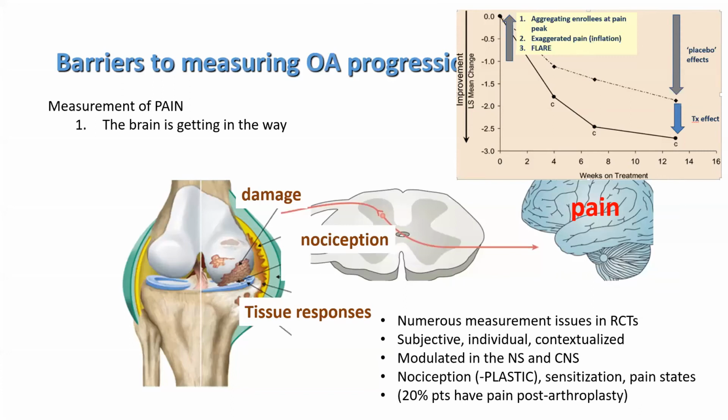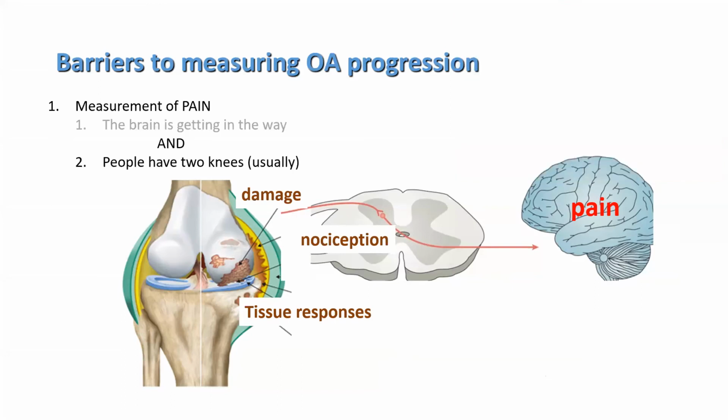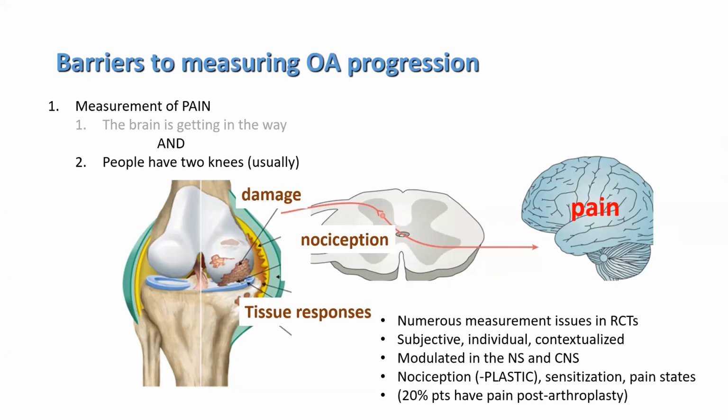And it may be relevant that 20% of patients who have arthroplasty still have pain after the arthroplasty. Makes you wonder about a sort of phantom knee pain phenomenon. And the other inconvenient truth, as we do trials focusing on the one knee, is that people usually have another one. They have two knees, and we rarely take that into account. And the two knees play into all these issues with the nervous system and the CNS. So that adds complexity.